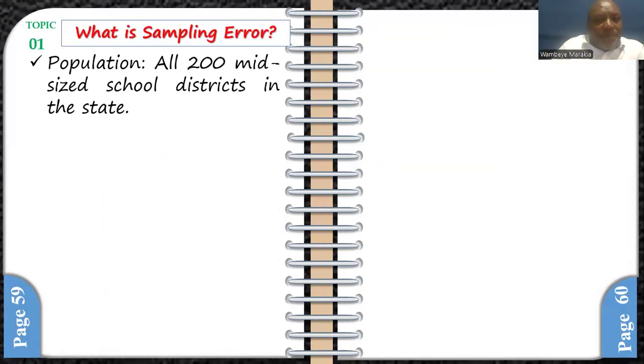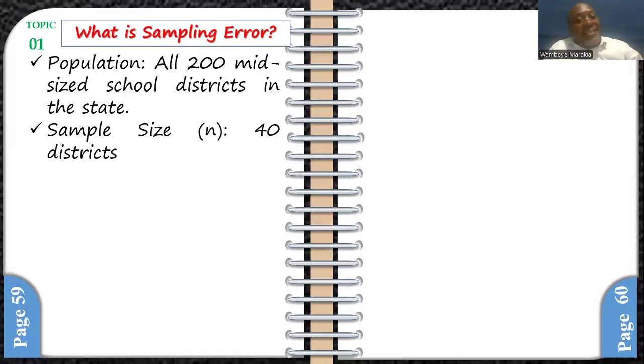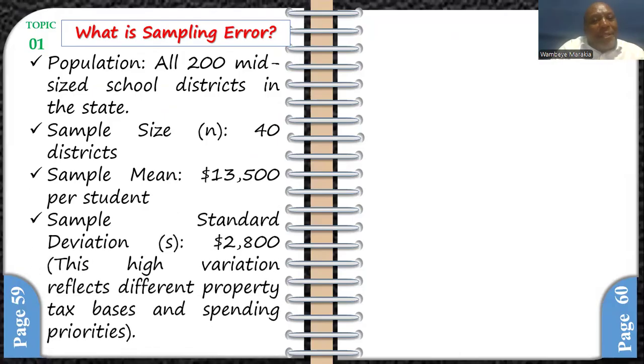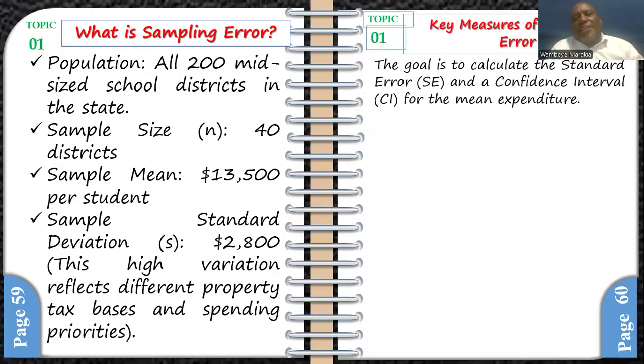From the financial reports, the population is 200 mid-sized school districts in the state, and they decide to sample 40 districts. The sample mean per student is $13,500, and the sample standard deviation per student is $2,800. The goal is to calculate the standard error and confidence intervals for the mean expenditure. This is how we proceed.